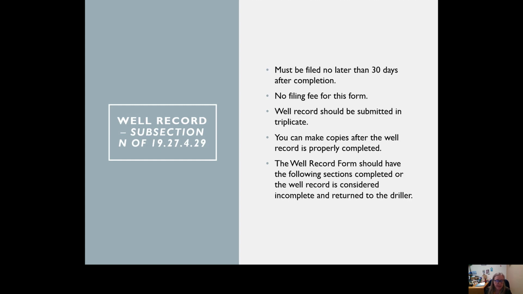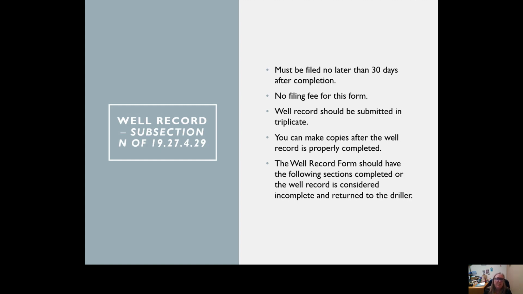Some of the districts may say they only need it in duplicate, so you can take the third copy stamped back with you if you would like to do that. You can make copies of the well record after you have properly completed it. These are not notarized documents, so they can be copied and then signed.